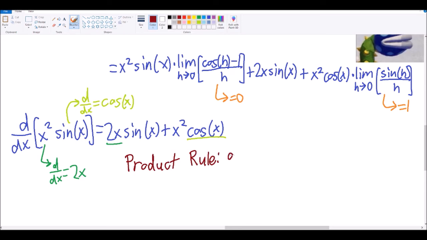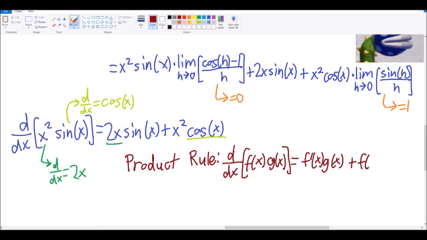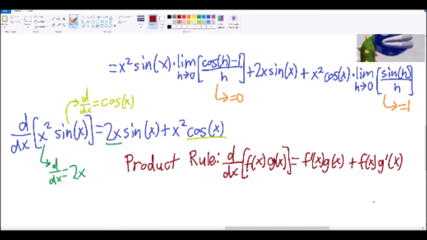The derivative of the product of two functions is the derivative of the first function times the second function left alone, plus the first function left alone times the derivative of the second function. So that's the product rule. The pair that goes along with it is the quotient rule, which is going to be mostly obsolete next episode when we talk about the chain rule.